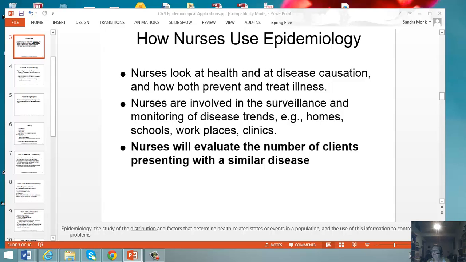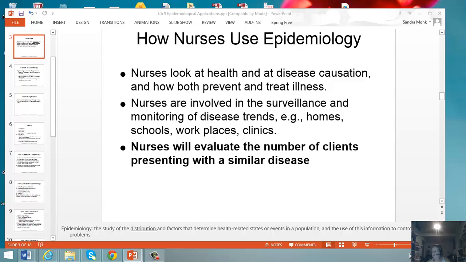How nurses use epidemiology: nurses will look at health and disease causation and how to both prevent and treat illness. Nurses are involved in public health, home health, even in hospitals and doctors' offices. Nurses are involved in the surveillance and monitoring of disease trends in homes, schools, workplaces, and clinics. Nurses will probably be the first ones to evaluate the number of clients that are presenting with a similar disease.